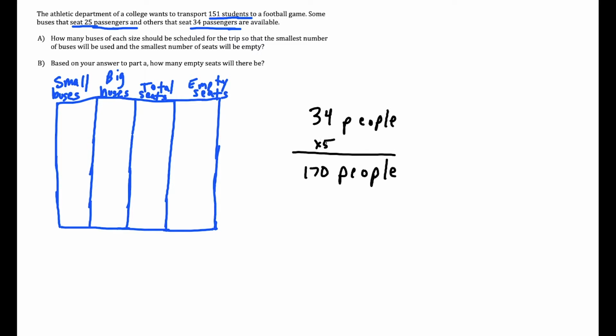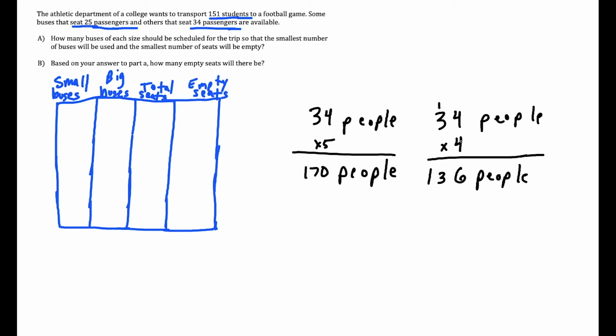But just to show you that we need at least 5, we should also consider how much space we would have if we only went with 4 buses. If we multiply, we have room for 136 people, which is not enough. This tells us that we need at least 5 buses to have enough space for 151 people, because using the biggest bus, if we only have 4, we're going to be 15 seats short for the 151.